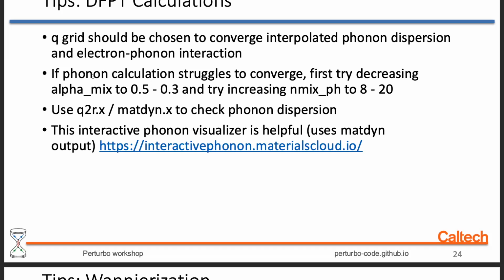If the calculation of the DFPT within phonon.x in Quantum Espresso is not converging for each phonon that it's calculating, the first two things to try would be to decrease the mixing parameter. I think it's 0.7 by default, and you can decrease it a bit. And increasing the number of steps that are mixed. So it's 4 by default, and you can increase it to something like 8 to 20.